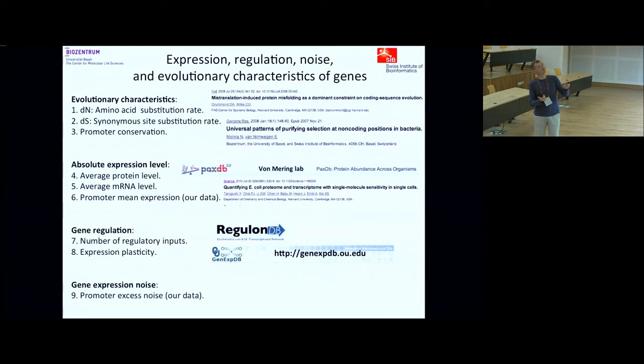We also collected the average protein level, the average mRNA level from our data as well, the number of regulatory inputs, and how much the mean expression of the promoter varies across conditions. So we took a large database of microarray experiments in E. coli to look for each gene at how much its level varies across different experiments people have done, and finally the expression noise. I took that table, so I now have a whole bunch of statistics for each gene, and I did PCA.